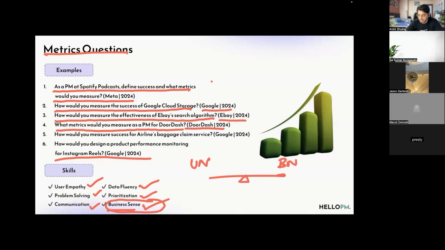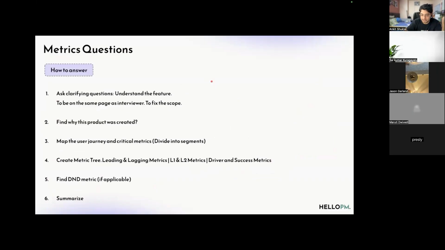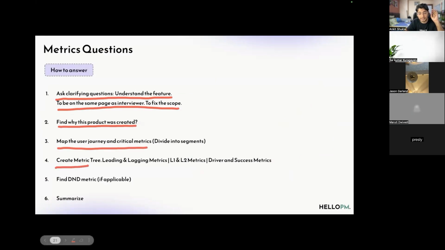This is how you need to answer the questions. Ask clarification questions, understand the feature, make sure that you are on the same page with the interviewer, and fix the scope. Then find out why the product was created, map the user journey, and define the critical metrics. Then create a metric tree. A metric tree could have leading or lagging metrics, L1, L2 metrics, driver and success metrics.